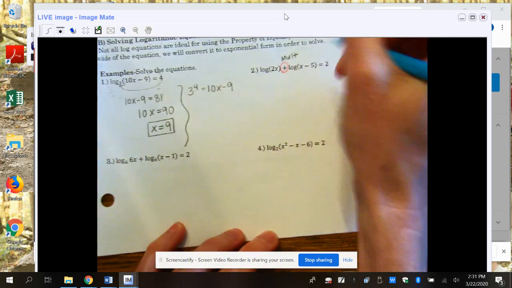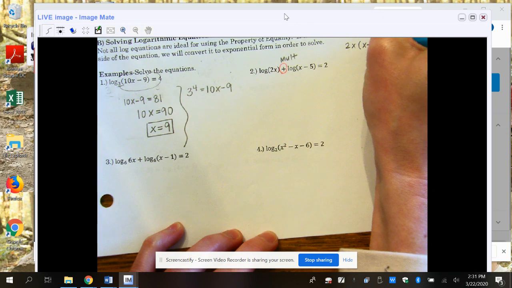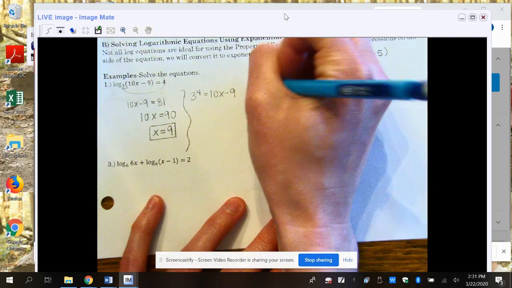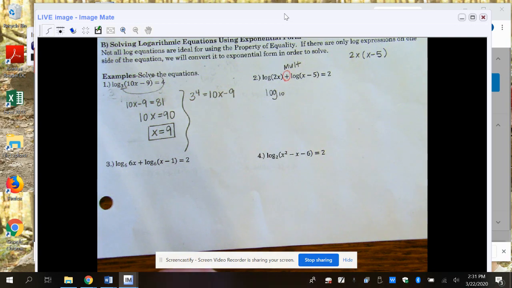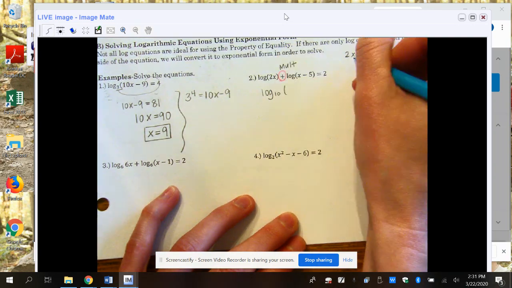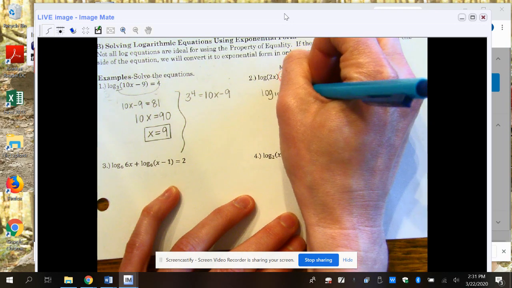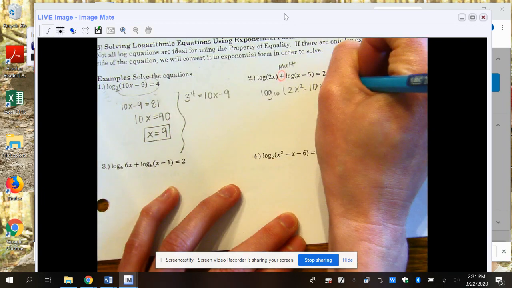So that means we'll do this over here. I'm going to have to multiply what's inside of the log. So it's going to be the log. Remember, this is really base 10 since it's not written in. And then that's going to be 2x squared minus 10x equals 2.